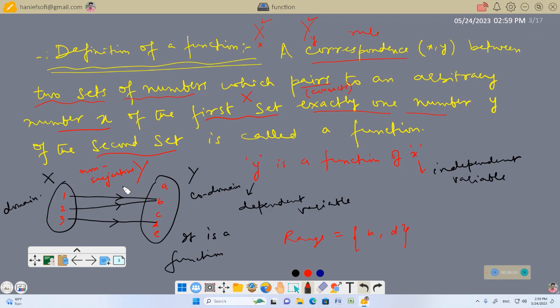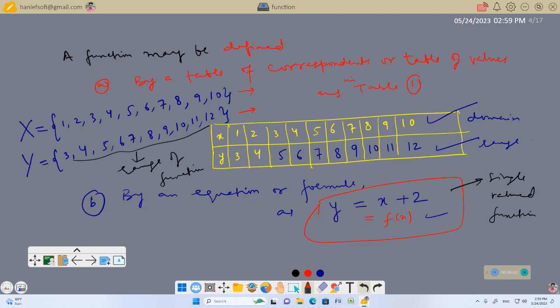So it is non-surjective and non-injective. Therefore it is non-bijective. It is not a bijection. It is not a surjection. It is not an injection. So it is not a bijection.